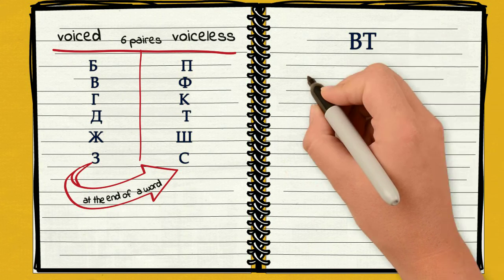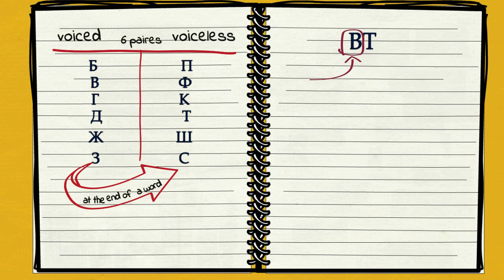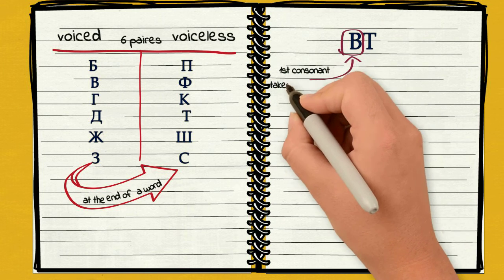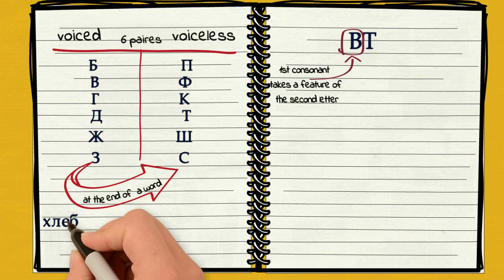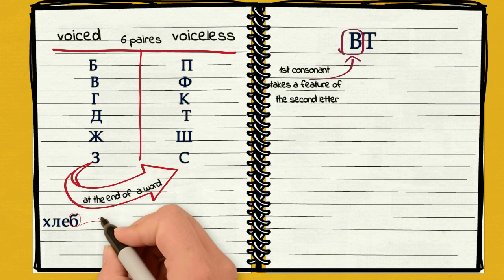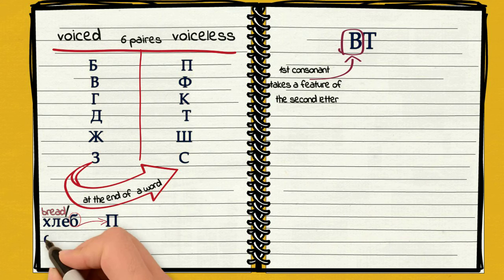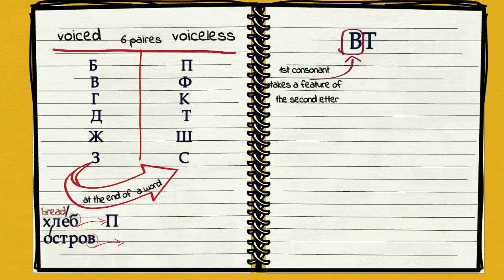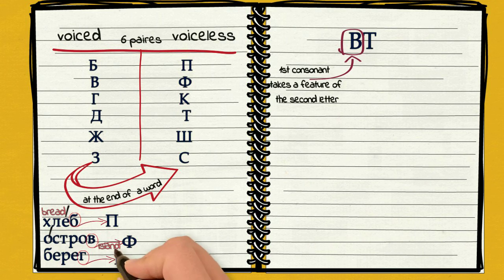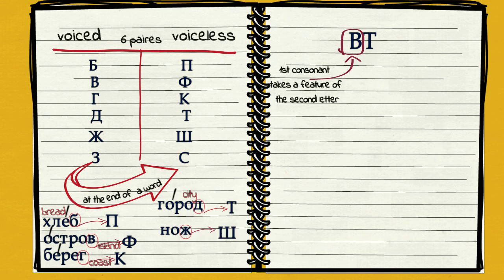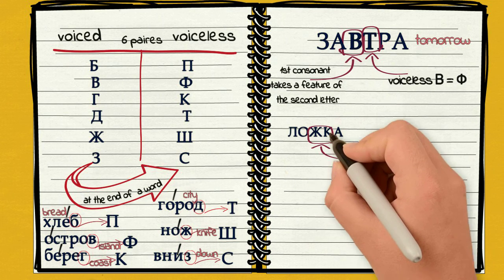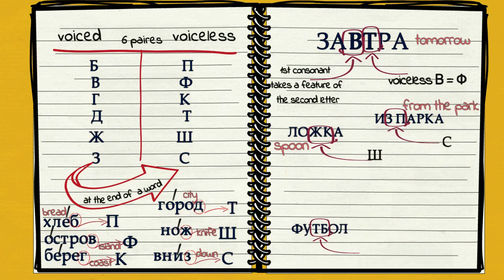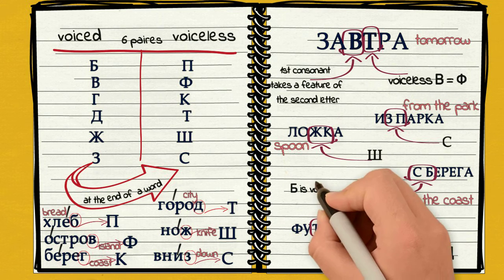When two consonants come together, the first of them often changes from voiceless to voiced, if the second consonant is voiced, and vice versa. For example, the letter B at the end of the word хлеб, we pronounce it like voiceless P. Or остров, we write V but pronounce F. Берег, город, нож, вниз. And the same in consonant clusters. Завтра, ложка, из парка, футбол, с берега.